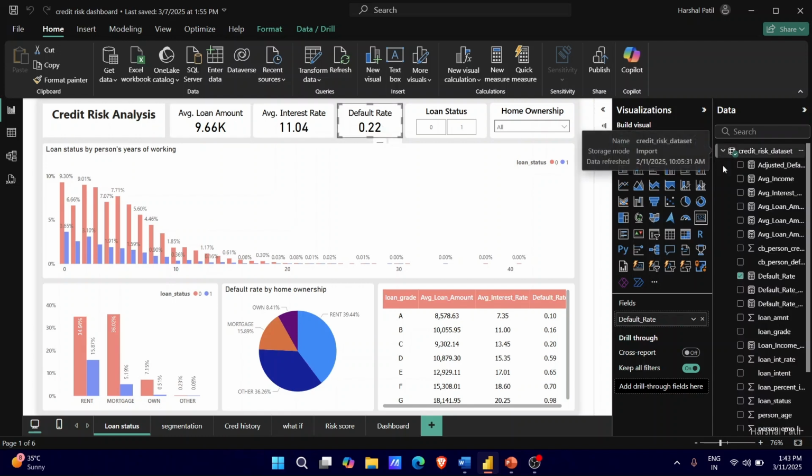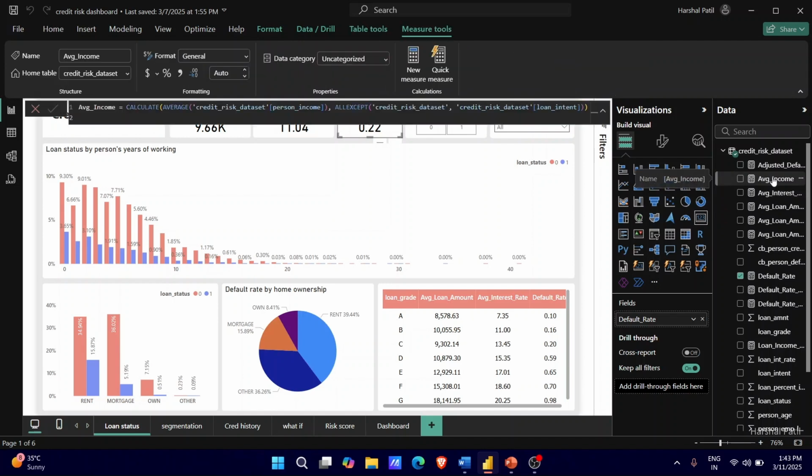To calculate the averages, we use the calculate function where we take the average of the person income across the credit risk loan intent. Then for the average interest rate, we calculate the average of interest rate. For the average loan amount, again we use the average function to calculate the average loan amount.